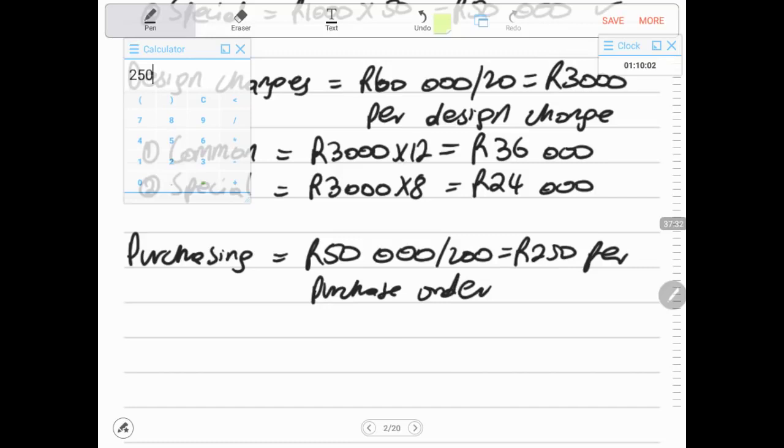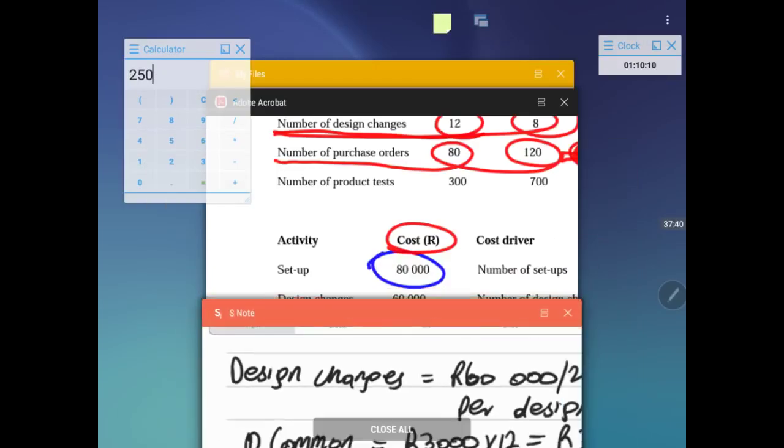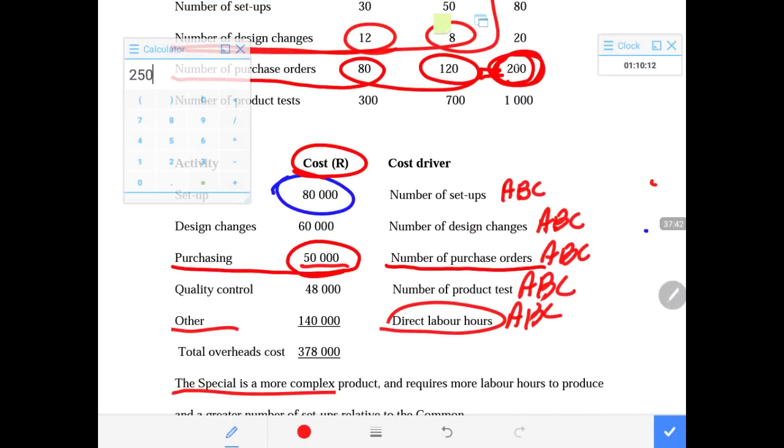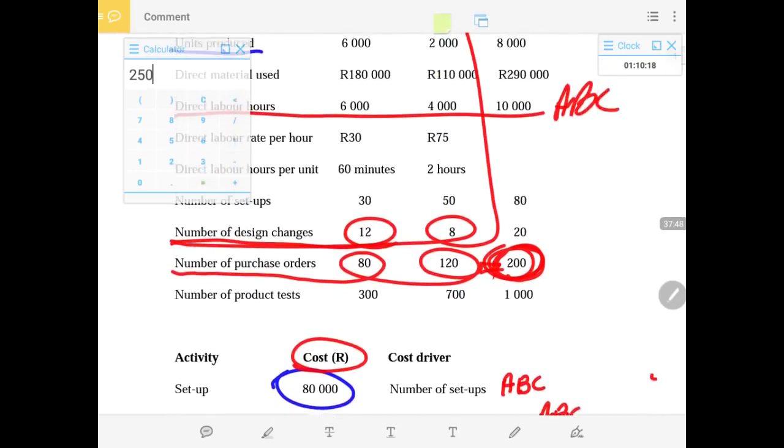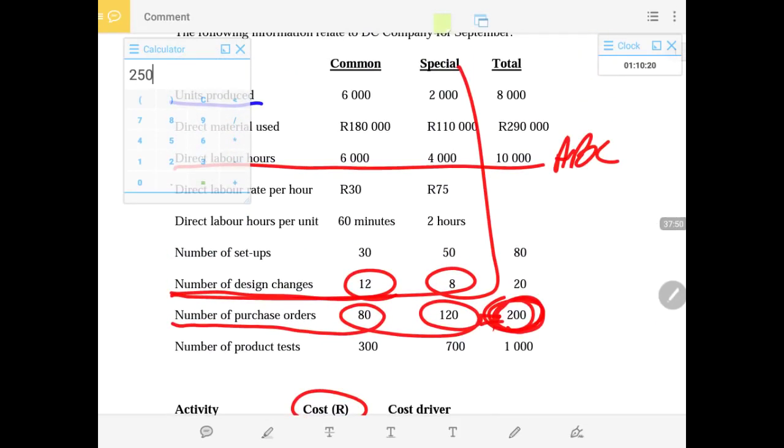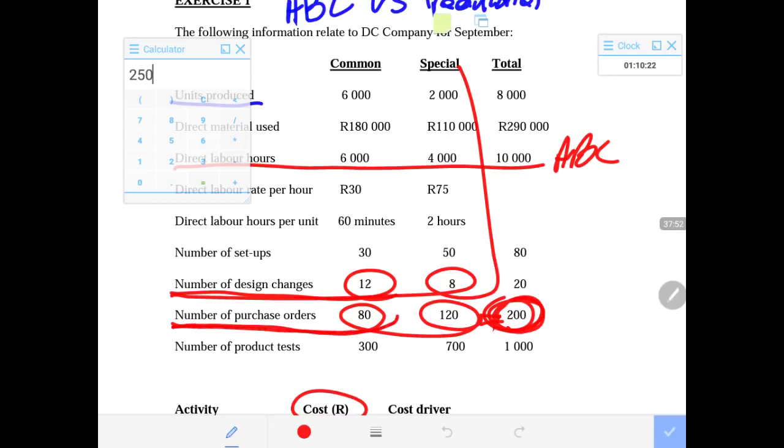Now the question is, how many purchase orders did Product Common have? This is 250 per purchase order. I want to confirm that it was 200. Yes, we have 80 and 120. The number of purchase orders for Product Common is 80. For Special, it is 120.